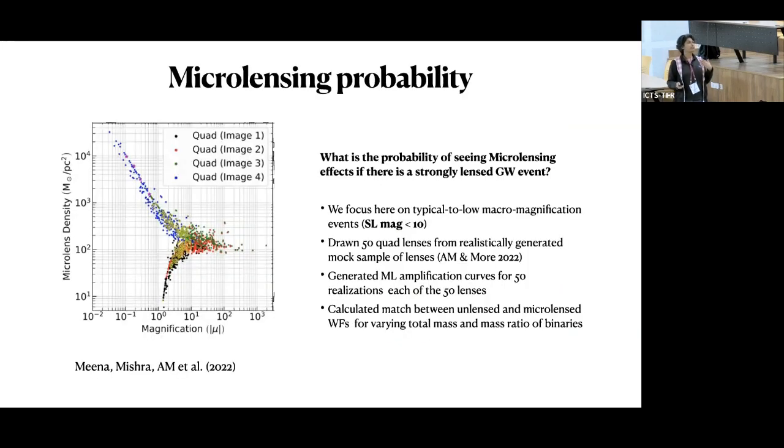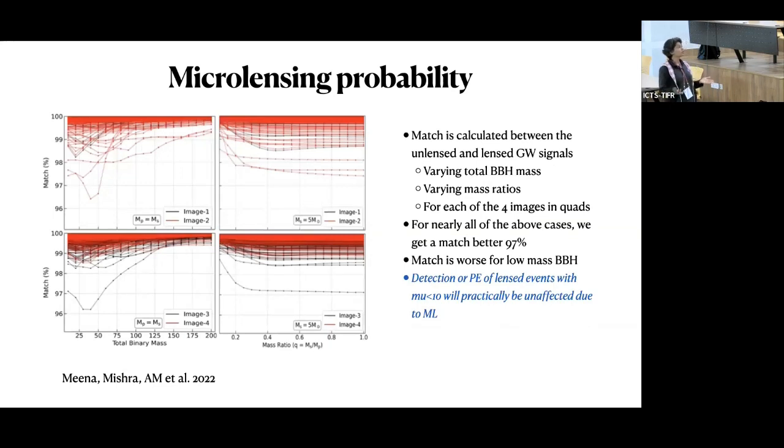For that we also did a study where we looked at the probability of seeing microlensing, where we have explored the entire density range of the microlenses and the strong lensing magnification factor. We have looked at the range which is less than magnification of 10 here. And what we find is that in almost all cases, if the strong lensing magnification factor is less than 10, then the microlensing effects are small enough that you cannot distinguish them from just any unlensed event. That's what's shown here by this match percentage. If the match is really good, you cannot distinguish between an unlensed versus a microlensed event.